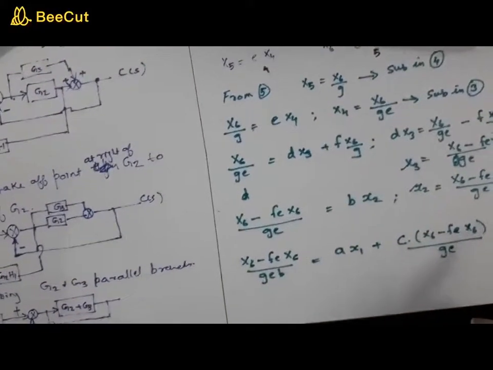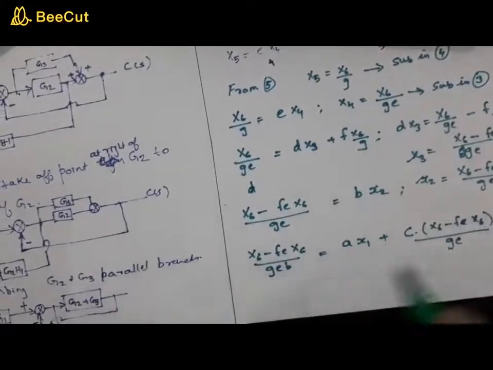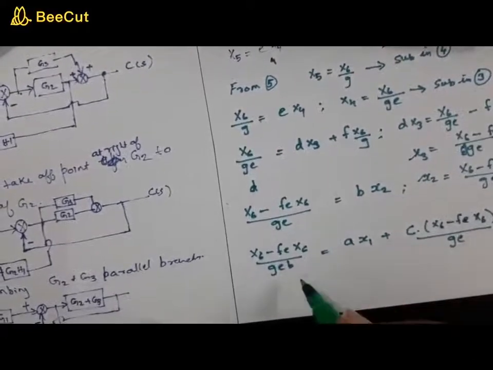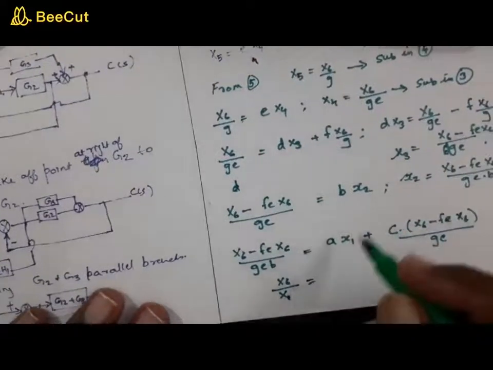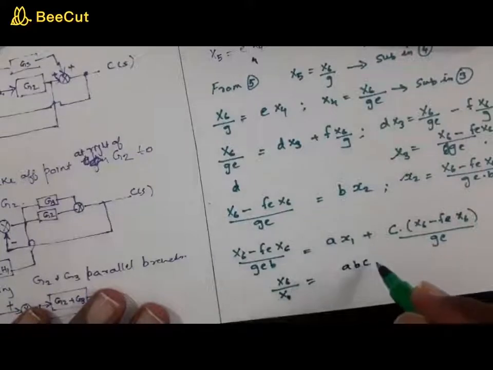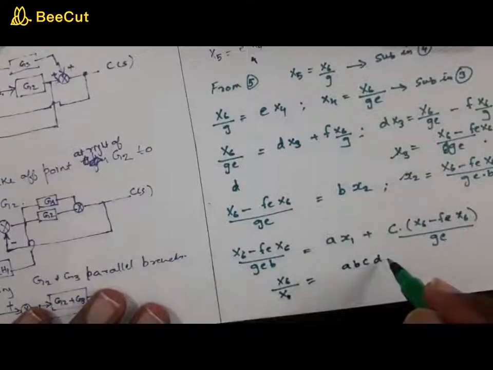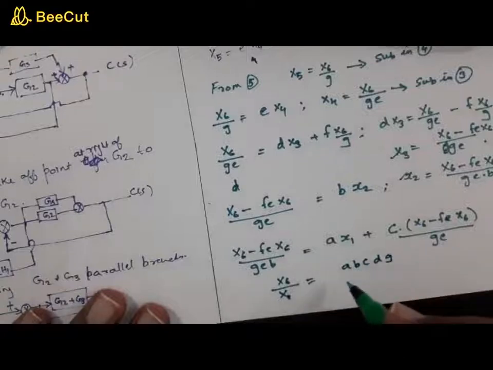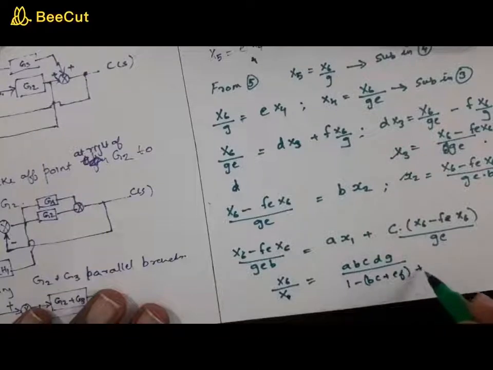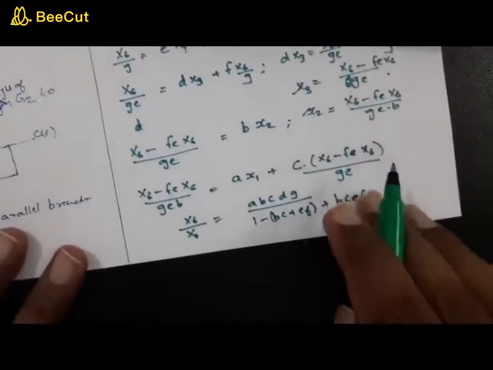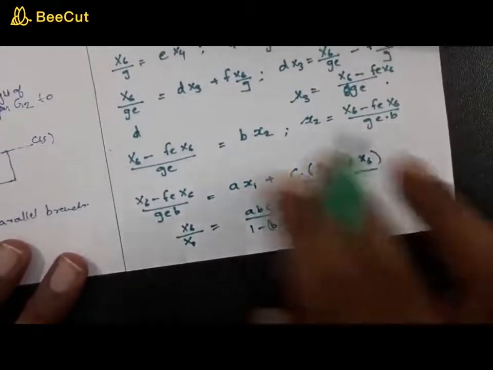Now from this you can bring all this x6 to one side, and you will be getting an x6 by x1. You may do it by yourself, so that you will be getting this as a b c d g by 1 minus bc plus ef plus bc ef. Okay, so this is the answer that you will be getting after the substitution.